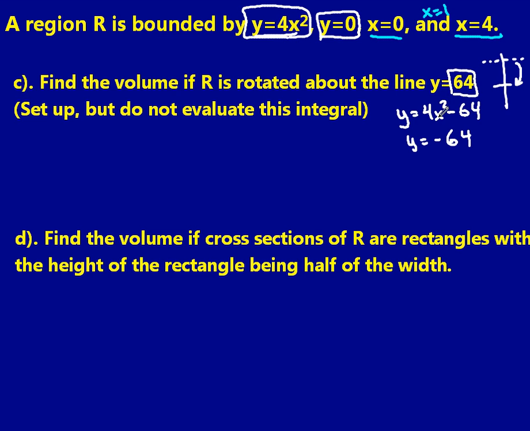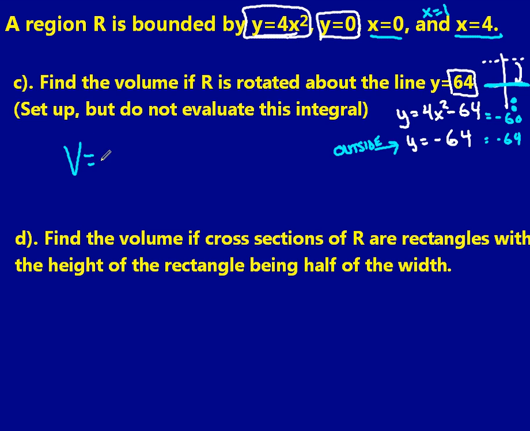Well, if I plug in 1, for example, here, I get 4 minus 64, which is negative 60. This is still negative 64. Which one is on the outside? Well, if here's what we're rotating around, this top guy is a parabola that's about at negative 64. The bottom guy is a line that's at negative 64. The top one's at negative 60. Which one's further away from what we're rotating? The negative 64. So that means this guy is the one that's on the outside. That is my outer radius.